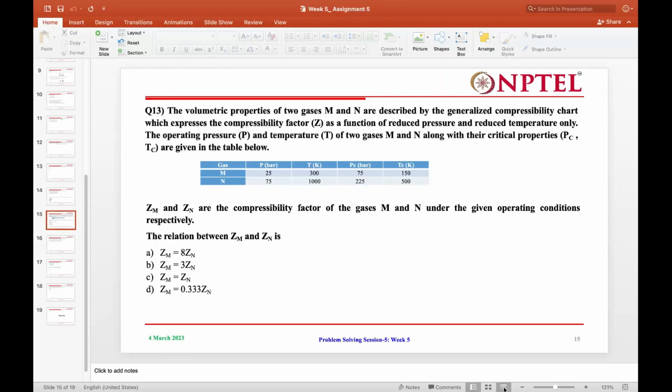Question 15, the acentric factor omega is defined by, as all of you studied already. Omega is equal to minus 1 minus log to the base 10 of the reduced saturation pressure at TR equal to 0.7. So option B.